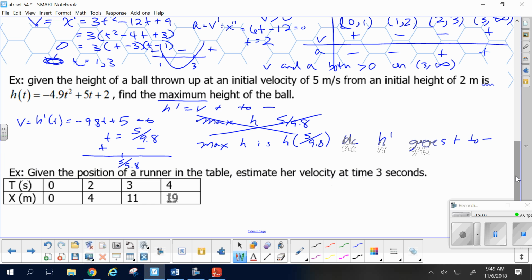Okay, last but not least, on the front page. Given the position of a runner in the table, estimate her velocity at time 3 seconds. This is Esther in this table, right here. I hope it's fast. Sorry, if it's not fast, it's not. Can you do this for me? Okay. Do you have any way to take a derivative? Can you take a derivative without an equation on which to take a derivative?